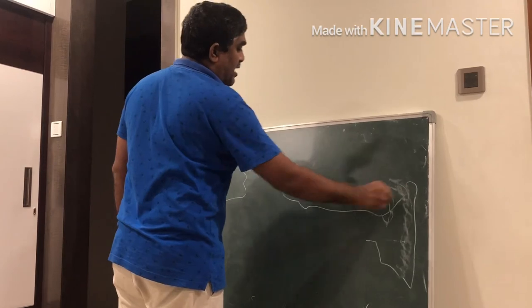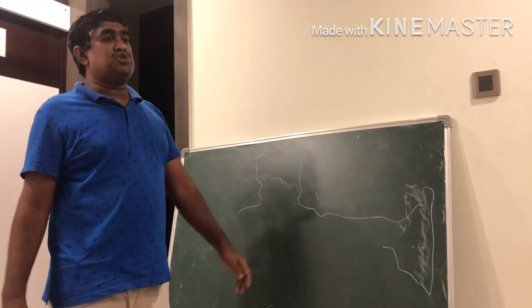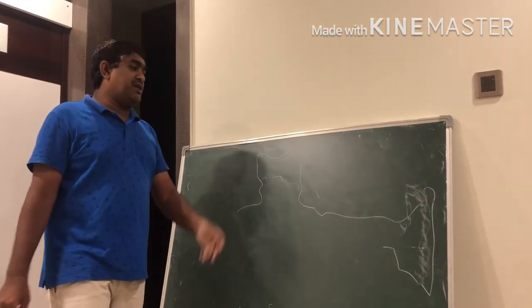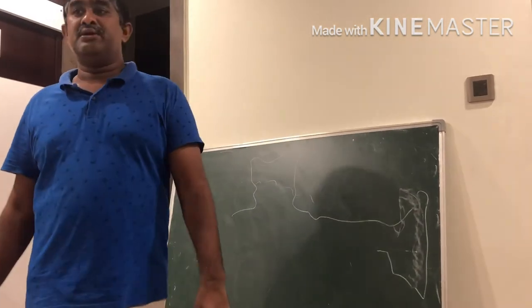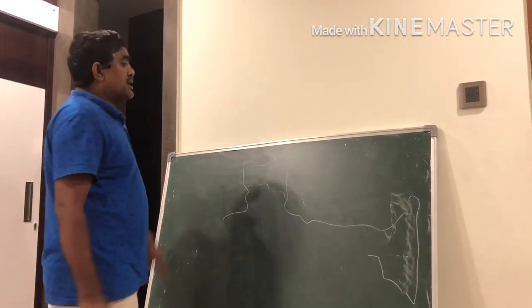And the Himalayas will have different names according to the region. In Jammu, they are called Jammu Hills. In Arunachal Pradesh, they are called Mishmi Hills. So this is about the Himalayas.